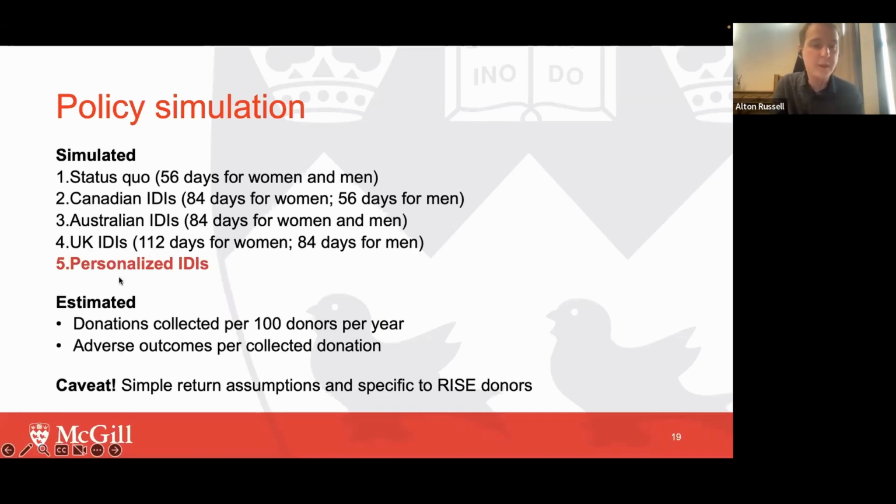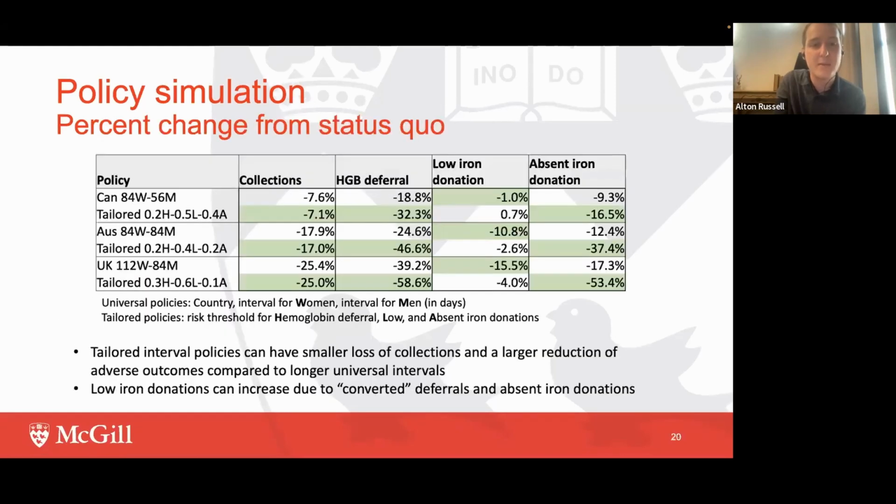And in the simulation, we estimate how many donations would be collected per 100 donors per year, and the number of adverse outcomes per collected donation. And this is an oversimplified model, and it's very specific to the RISE donors, a study cohort donating more frequently than typical. So these won't necessarily extrapolate directly to a more typical donor population. But with those caveats, here's what we found.